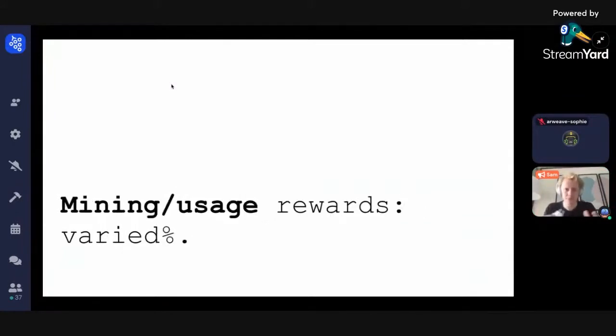Okay. Mining, or usage rewards. This is really important, and it varies from project to project. A good rule of thumb is just to reward people proportionately to the value that they're going to create for the network. So if your users are going to be creating most of the value, then they should probably get most of the rewards.